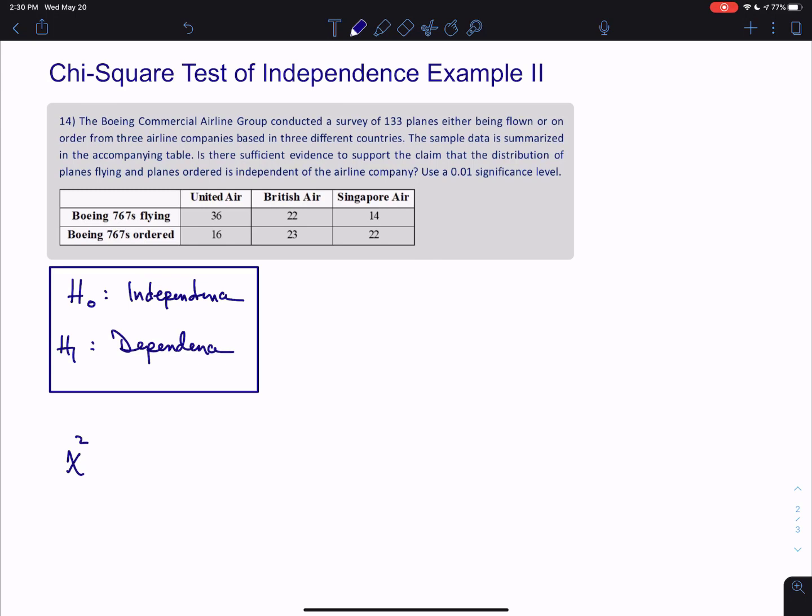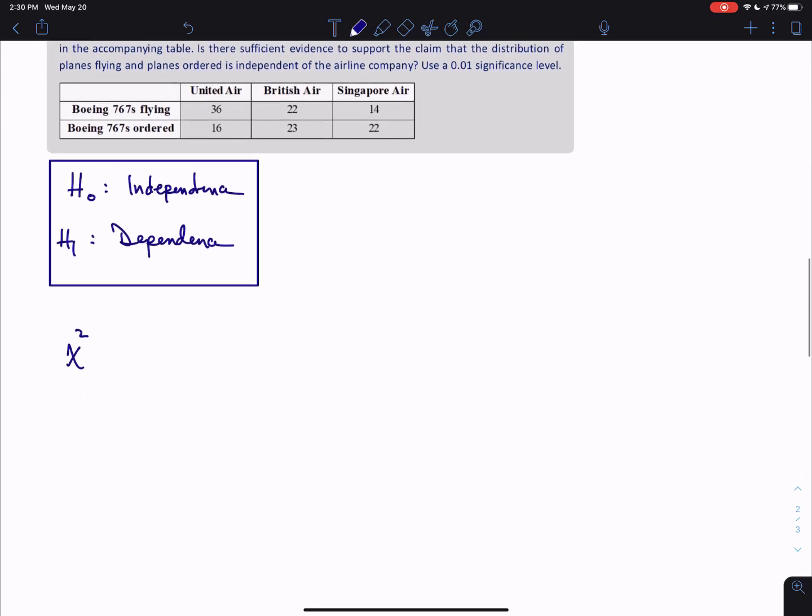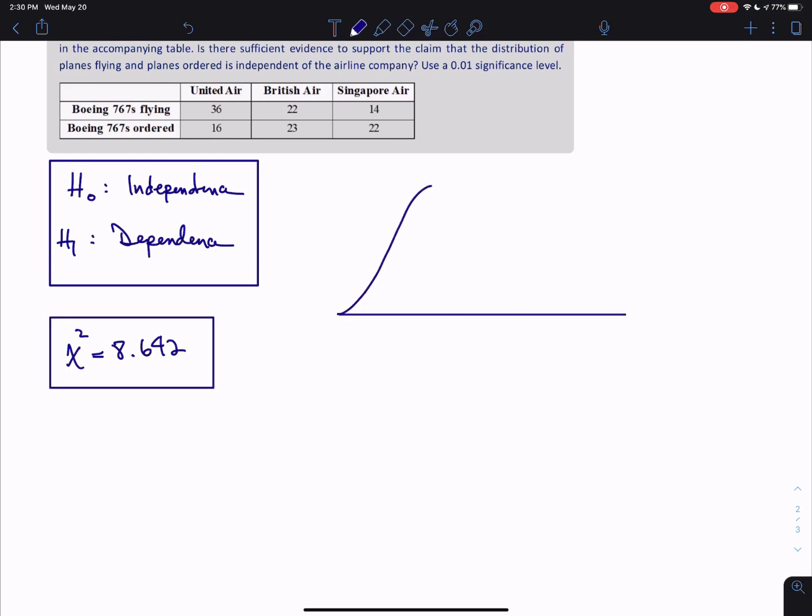Alright, so my test statistics is 8.642, and for this one I'll go with 3 decimal places. Doesn't really matter. My rejection region is going to be a right tail chi-square distribution. Here's my right tail chi-square distribution. And there's my rejection region, always on the right tail with alpha significance level. And we already did that.